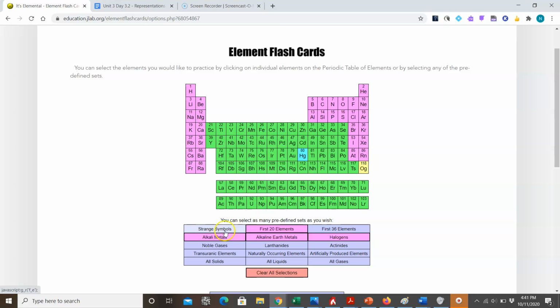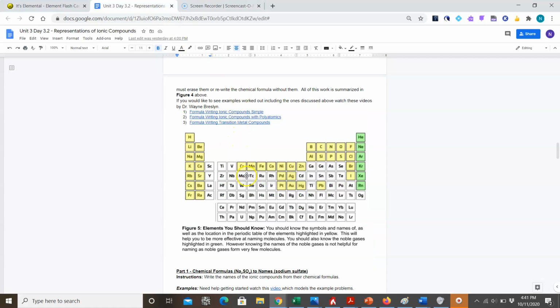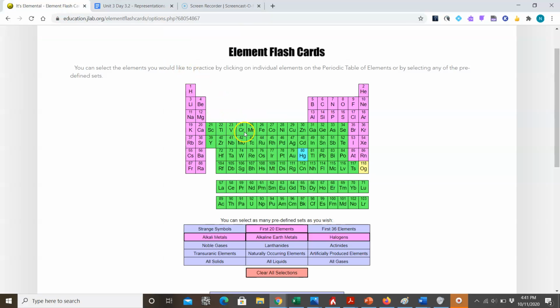Perfect. The next thing is, I also said you need to know some transition metals. So these ones here, from chromium to zinc, then palladium to silver, platinum to mercury, and then lead over here. So again, what you would do is chromium to zinc, you just highlight the ones that you want, and these will all be included in your flashcards.